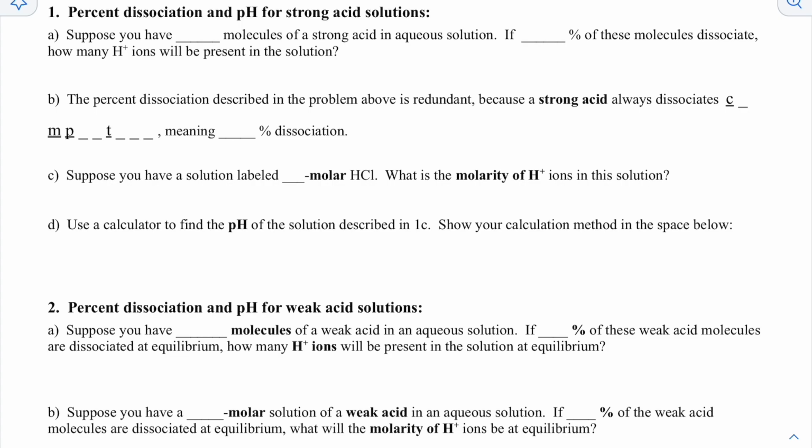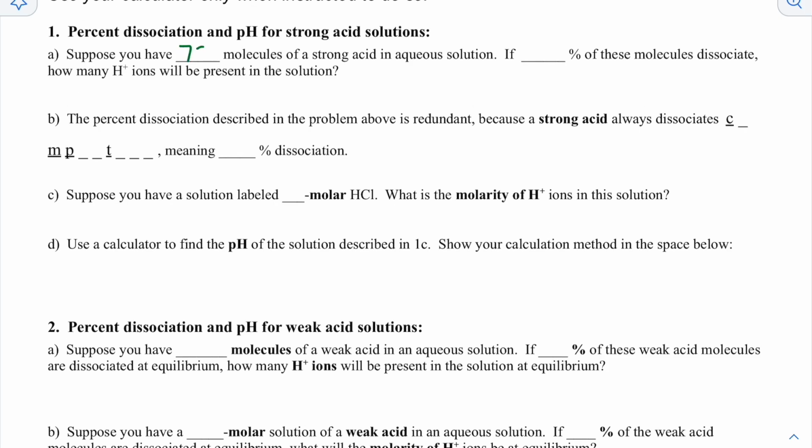Percent dissociation is the percentage of hydronium ions, H plus ions, that exist in solution for a specific acid. Percent dissociation is dependent upon concentration, and so that is something important to remember. So let's do this together.